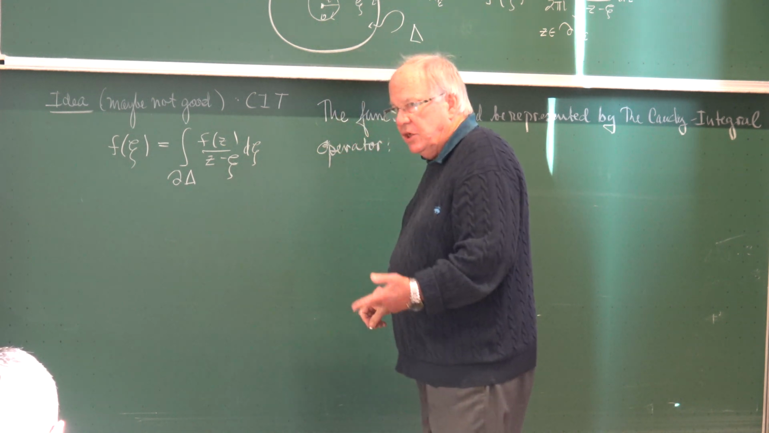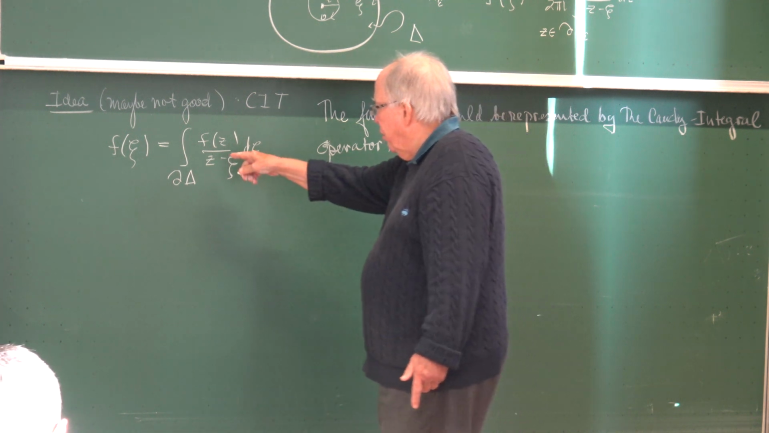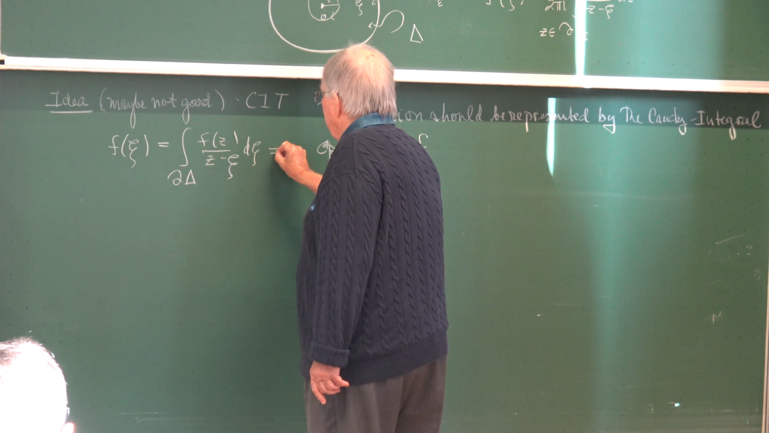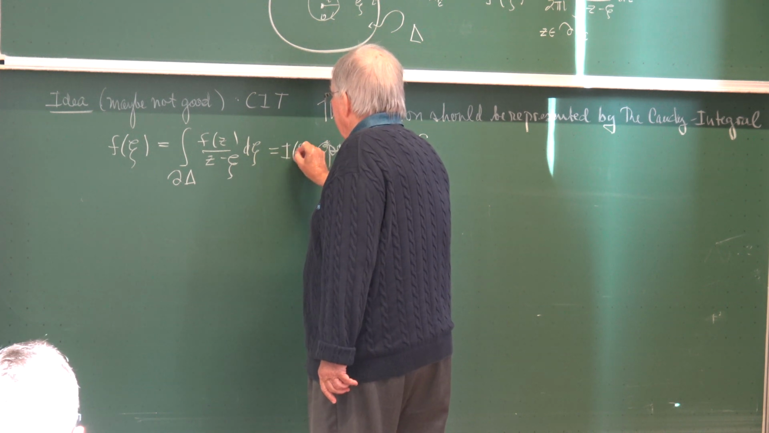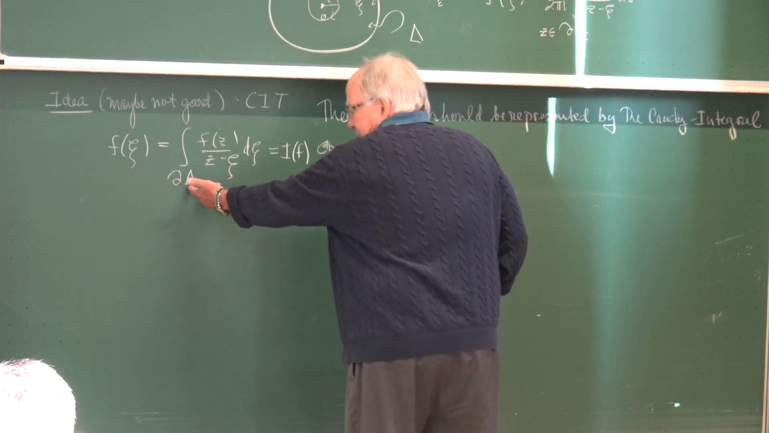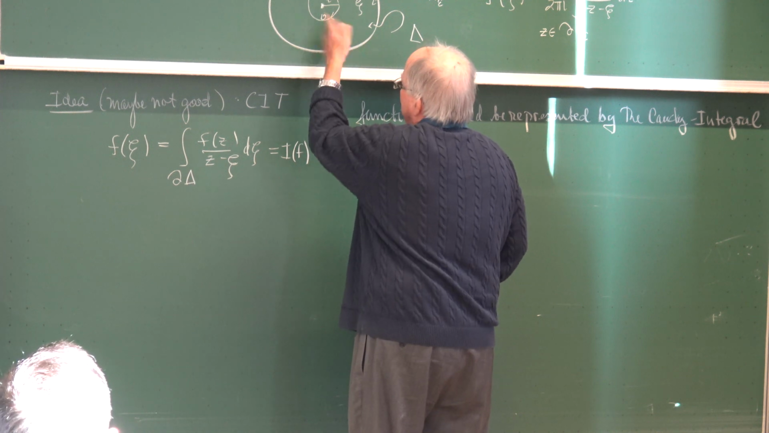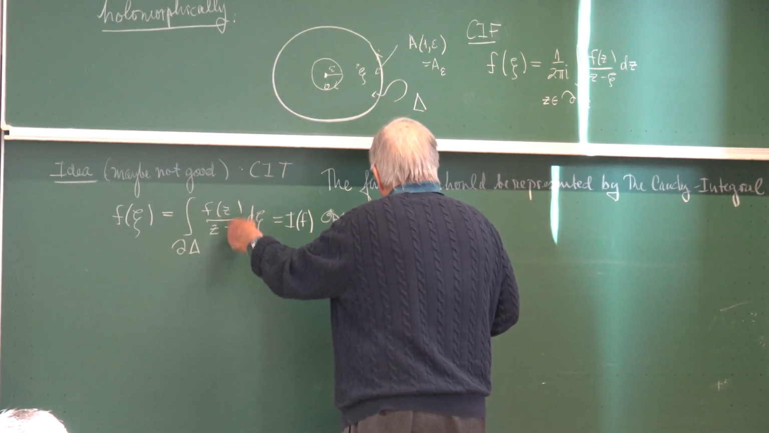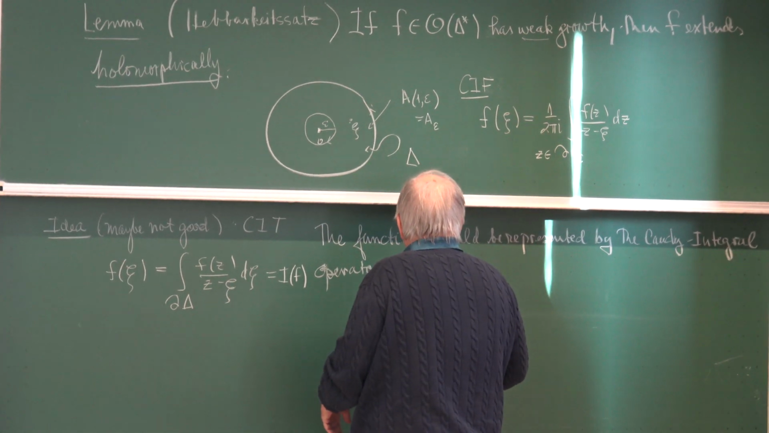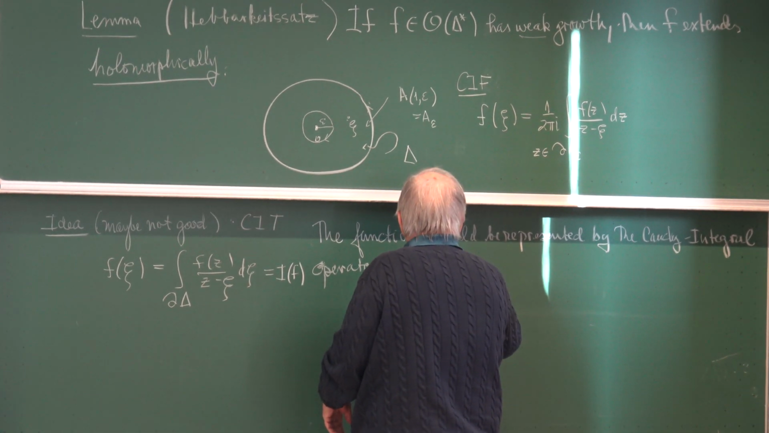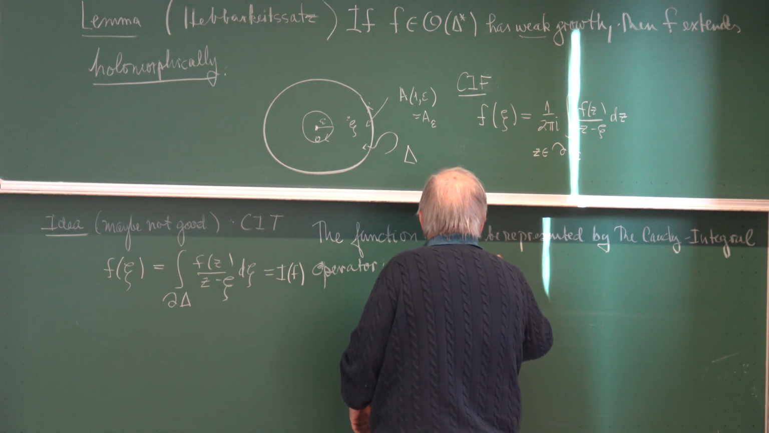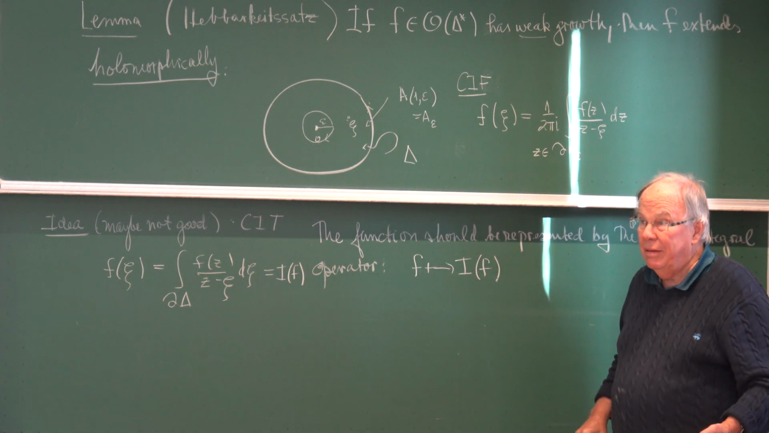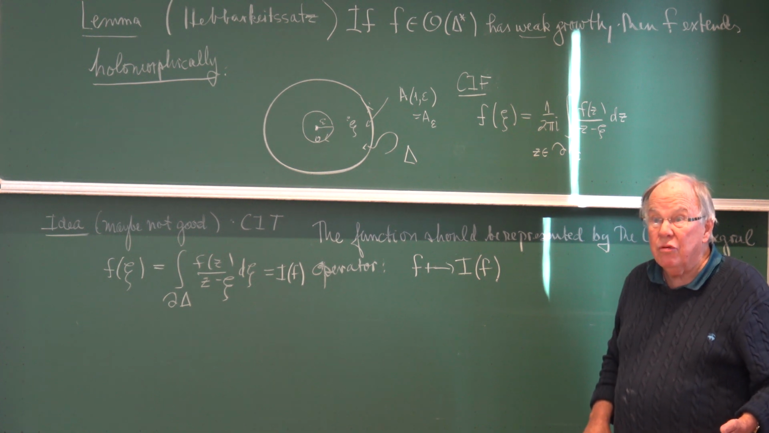This is a very interesting operator. You start with f, and maybe we call this I of f. Any f, if it's defined on the boundary, and I can assume it's defined because this is locally continuous, wonderful. The f is mapped to the Cauchy integral operator of f. That's a very interesting mapping.